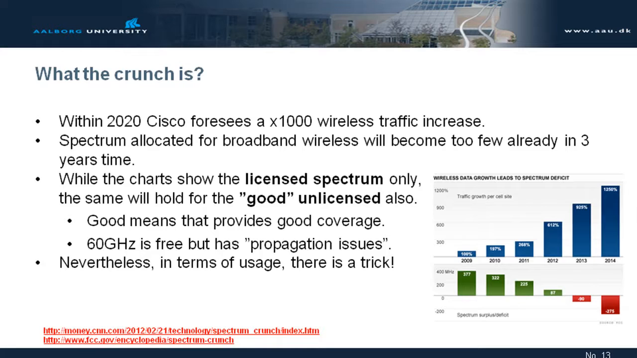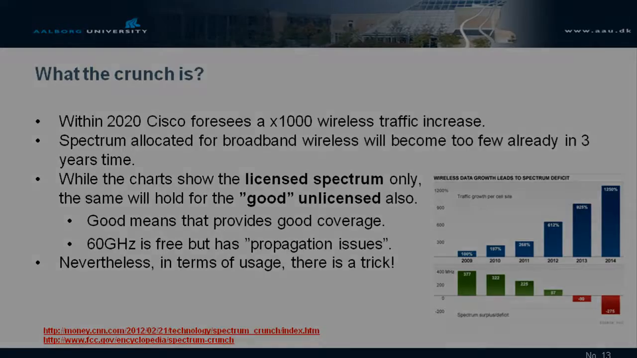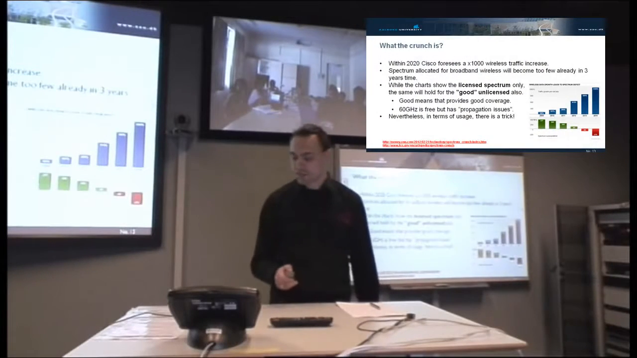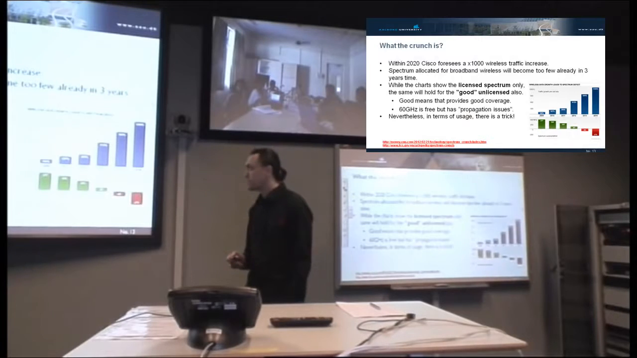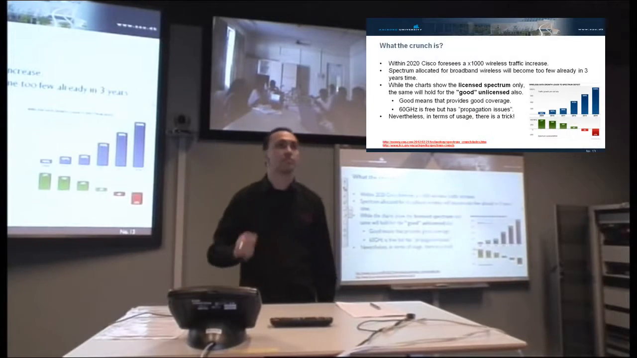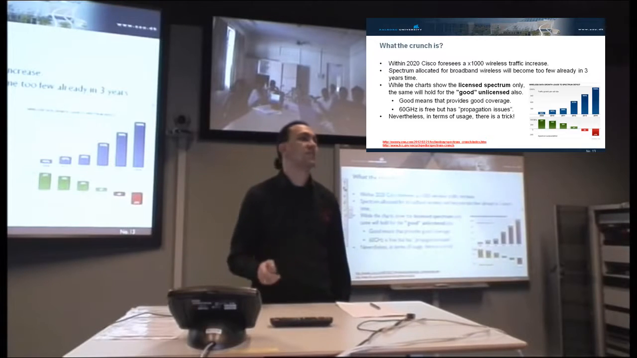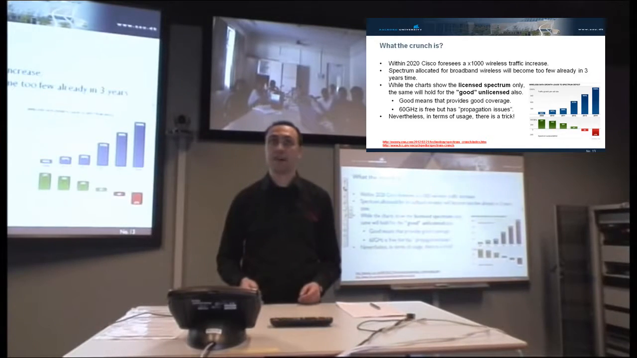Once we serve all the traffic, how much spectrum do we have left? 2012, we still have 87 megahertz. Nothing. Next year, we will miss 90 megahertz for serving this amount of traffic. 2014, which is 2 years ahead, we are missing 275 megahertz of spectrum. How do we deal with it? Because this is a huge problem, because there will still be customers willing to pay for the services, especially now that every one of us wants to be connected.